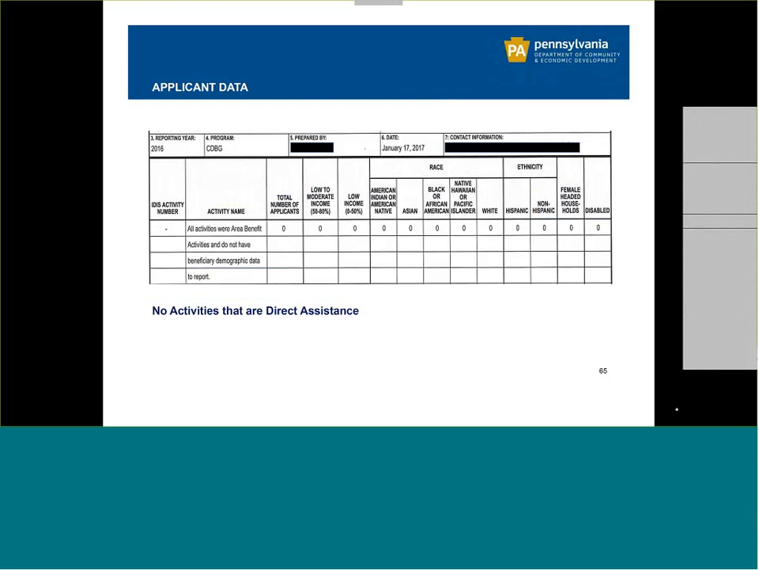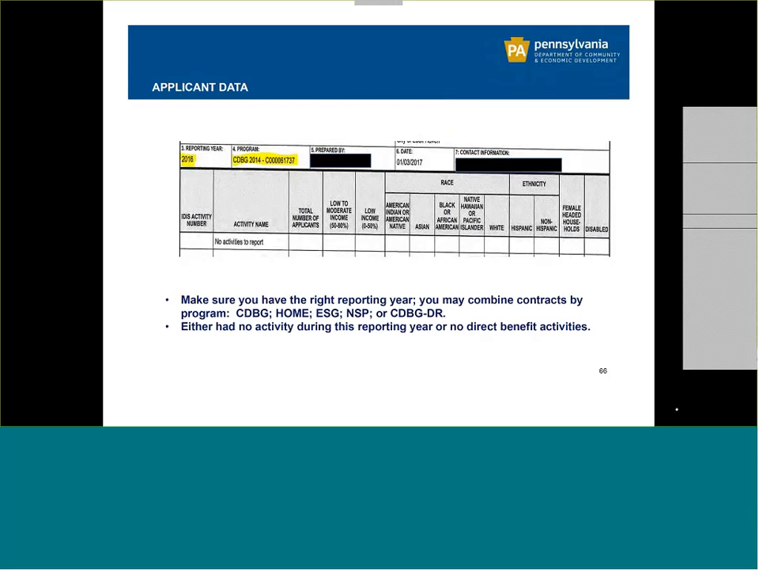Here again is an example of someone who had no activity under the CDBG program, and so they told us that they don't have the activity and they put zeros in everything. So it's very clear what they did. Okay, this one is also very good.